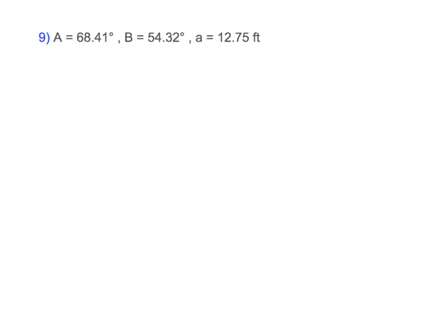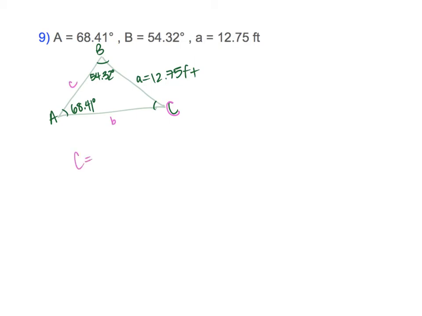So again, I'm going to try to make a triangle first so I can figure out what sides I'm already missing. So here's my triangle. In this case, I have big A, which is 68.41 degrees, like they said. Big B is 54.32 degrees, and I don't know what C is, but they do give me little a, which is 12.75 feet. So I'm in search of angle C, which probably won't be too hard to find, little b and little c. So I'm going to be finding big C, little b, and little c.